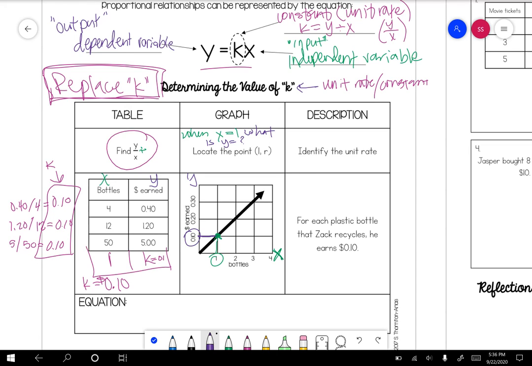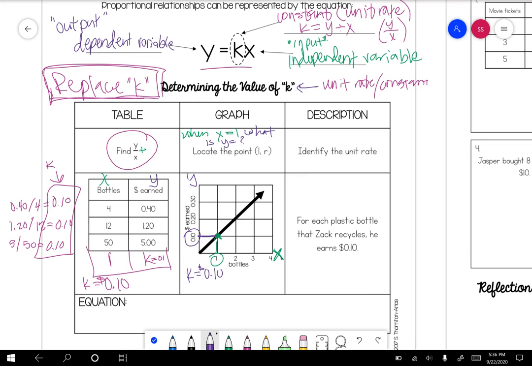Our Y for this one is right here. So we would write the same thing: K equals 0.10 earned. So when x equals 1, what is y?